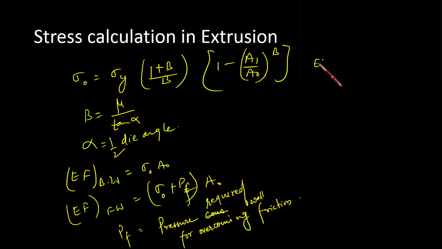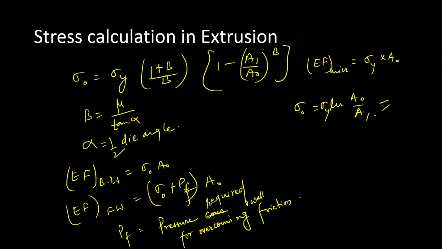So force has been calculated. Can you tell me the minimum force? As I told, the minimum extrusion force will be, if sigma naught is equal to sigma pi, sigma pi into a naught, right? So now sigma naught will be ln, in the ideal condition, sigma pi into ln a naught by a1, same thing, right?